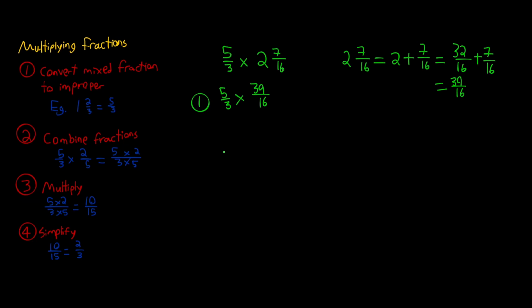39/16. So the next step is going to be to combine the fractions. So that's going to leave me with 5 times 39 divided by 3 times 16. Now for step 3, I want to actually multiply the numbers. So 5 times 39 is going to be 195 divided by 48. And for step 4, the key here is that there's not always going to be a simplification that you can take, right? So you want to consider different factors that you might have between them.